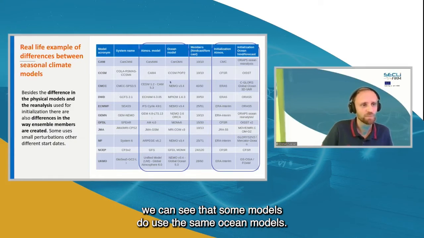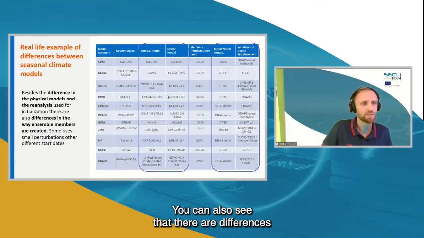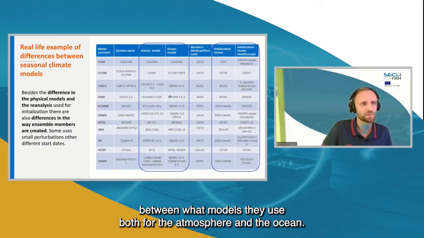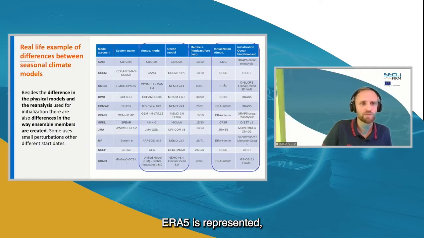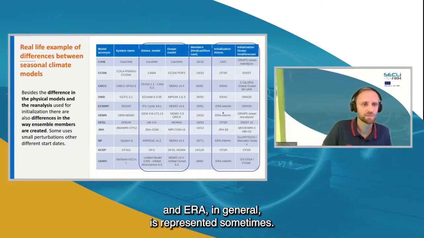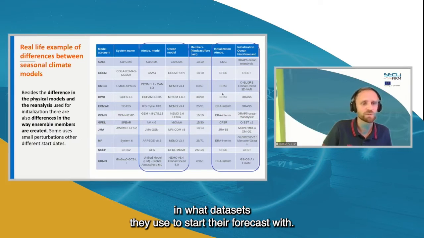we can see that some models do use the same ocean models. The NEMO model here is used several times. You can also see that there are differences between what models they use, both for the atmosphere and the ocean. And the same when we look at the initialization data sets they use. ERA 5 is represented, and ERA in general is represented sometimes. But again, there are differences in what data sets they use to start their forecast with.